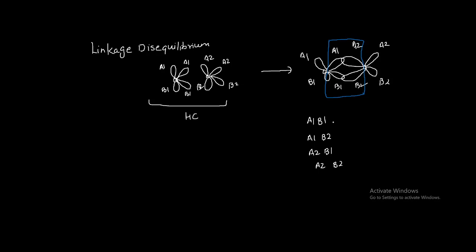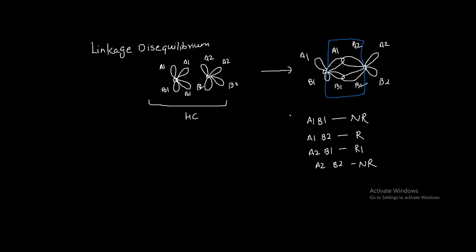So A1B1, these are the non-recombinants because they are the parental type. Can you tell me what else is a non-recombinant gamete? Is A1B2 a non-recombinant gamete? No, it's a recombinant gamete. What is A2B1? This is a recombinant gamete. And what is A2B2? This is a non-recombinant gamete.